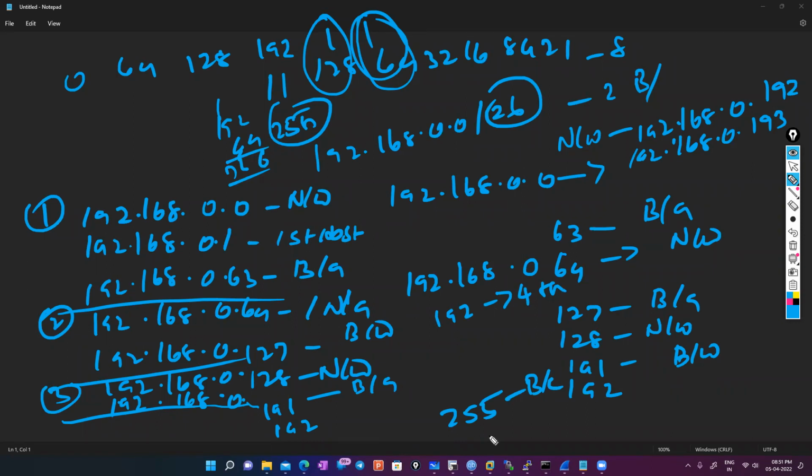You got it? Guys, this is very important. Okay, you should definitely understand this. Without this, you cannot do subnetting. You cannot understand networks at all.